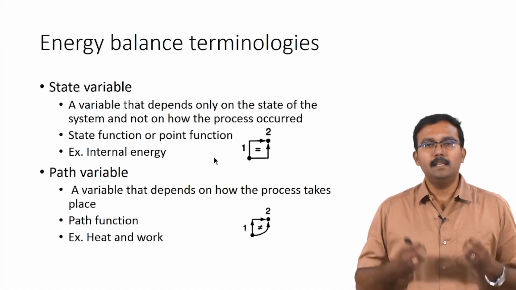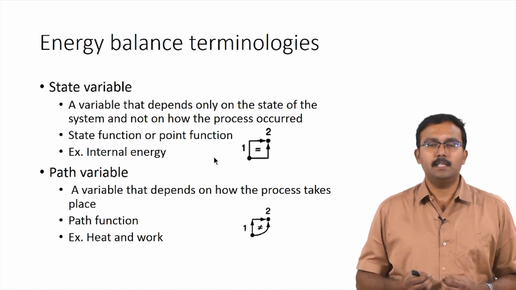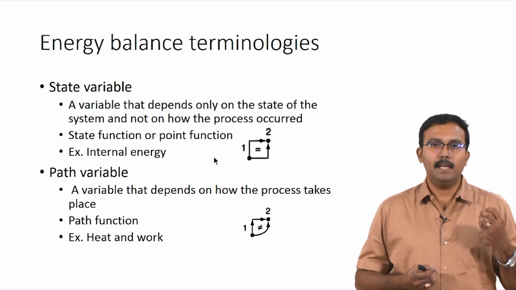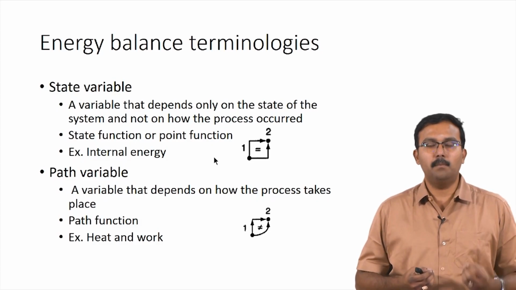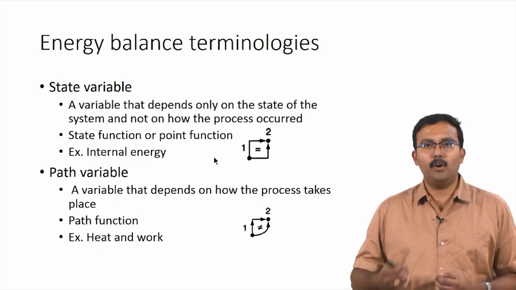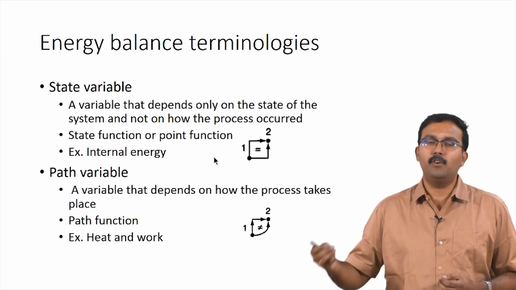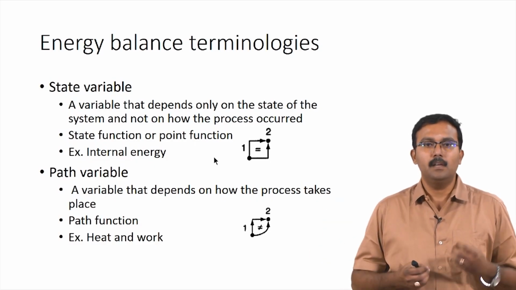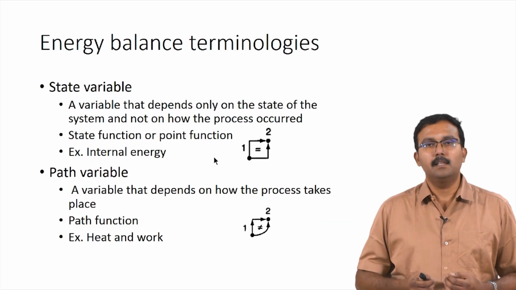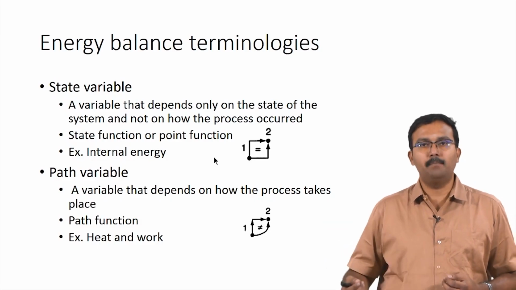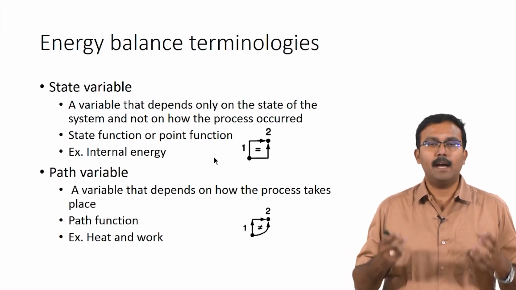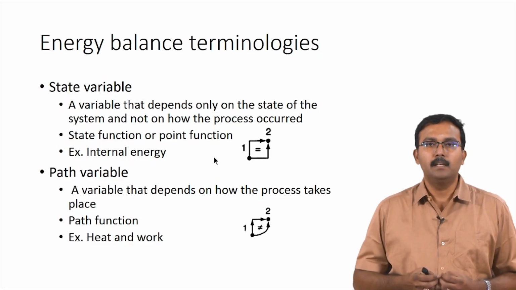This is important to understand because when we have a state variable, we can make assumptions about the reference states which can be used for performing calculations. We will get into the details of that when we perform energy balance calculations. When we talk about path variables, the path taken or the process which happens is crucial for the magnitude of this value. So, let us take this simple example.